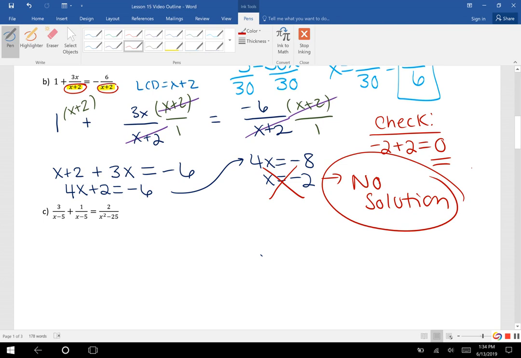So again, we clear the fractions, we solve, but if we happen to get a number that when we plug into the denominators gives us 0, then we have to cross it out. It actually doesn't work.